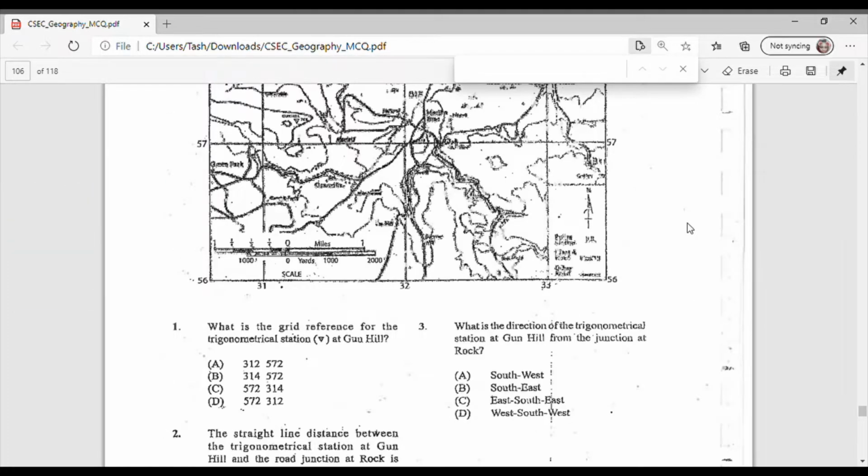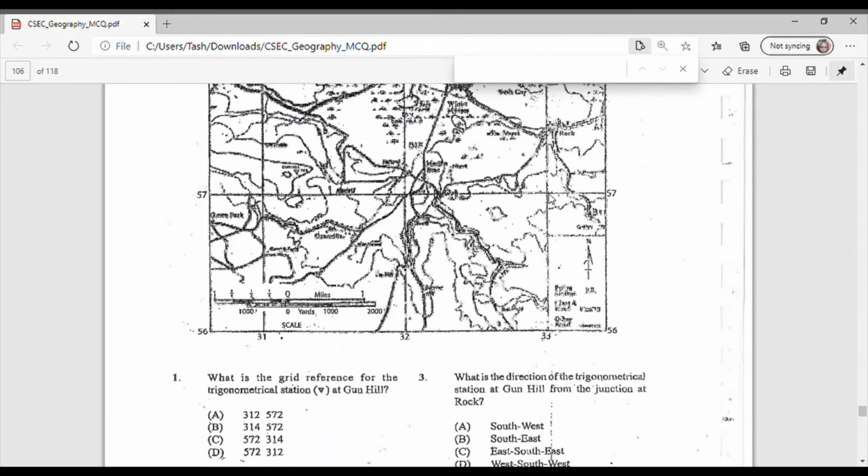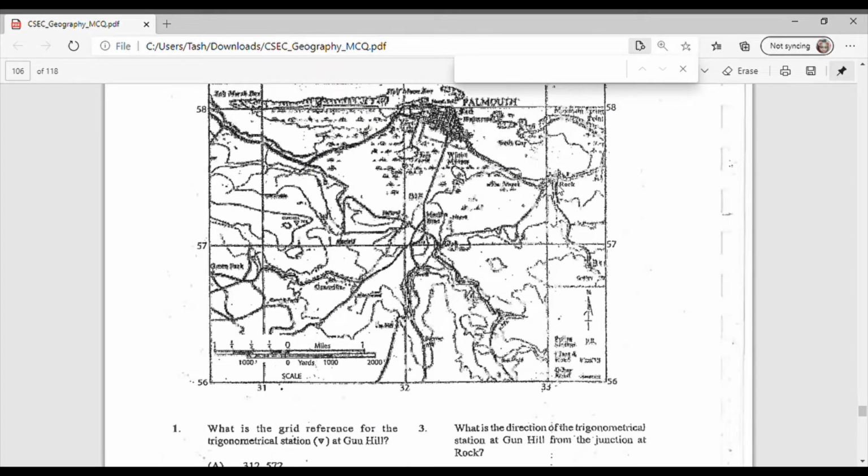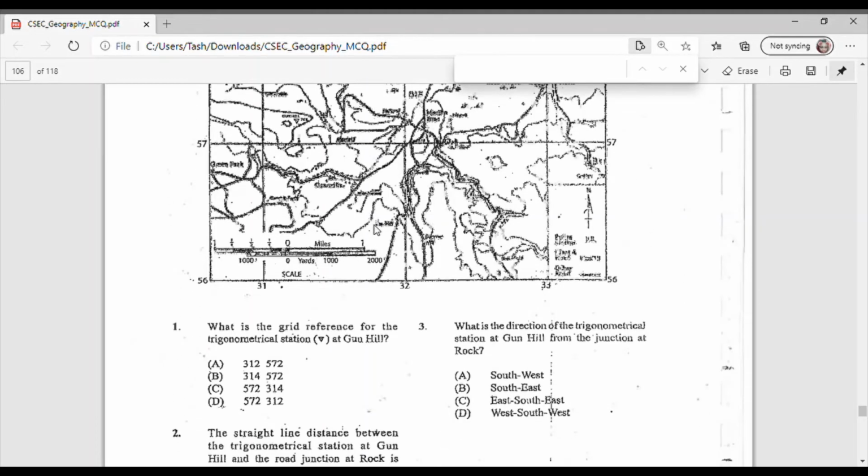Number 3, what is the direction of the trigonometrical station at Gun Hill from the junction at Rock? So we already know where Gun Hill is, which is over here, and we know where the junction at Rock is. Based on the question, it says from the junction at Rock, so we are starting at Rock. So we draw our north-south line here at Rock, and then we connect the 2 points. It is somewhere in the south, and then it is over to the western side. So our answer should have something with south and west in it. It is not southwest directly based on the location. So our answer for that would have been letter D, which is west-southwest.